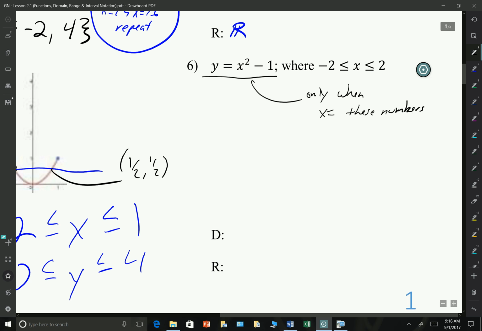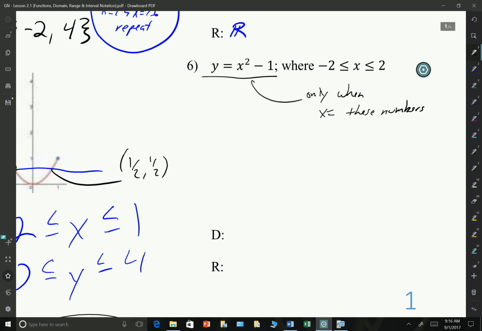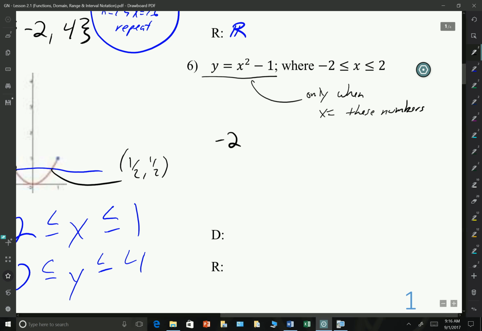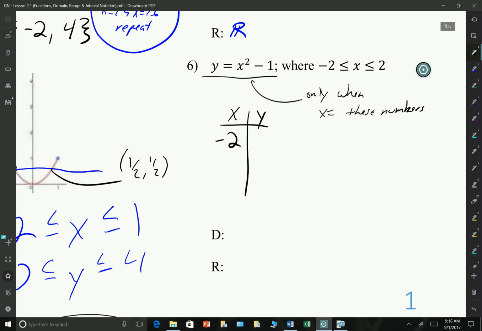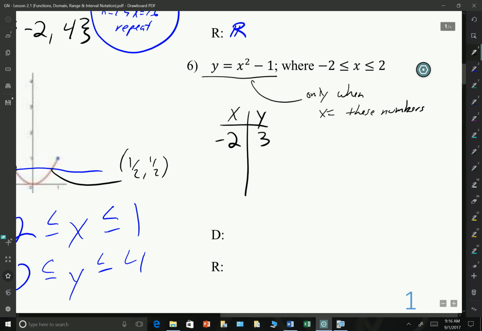So what's the first number your x can be? -2. Because it can be equal to 2, can it? The first x number I have is -2. Plug it in. What's -2 squared? 4. What's 4 minus 1? 3. The next nice number it can be now is -1. -1 squared is 1. 1 minus 1 is 0. I then can plug in 0. 0 squared minus 1 is -1.